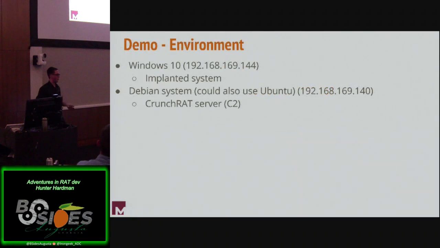Sorry, I kind of went through that a little bit fast. As far as the demo, I'm going to explain a little bit of the demo environment. I have a Windows 10 system, which is the .144. This is the system that we're going to implant. And then there's a C2 server, which is a Debian, and it's at the 140 address. So let's see.